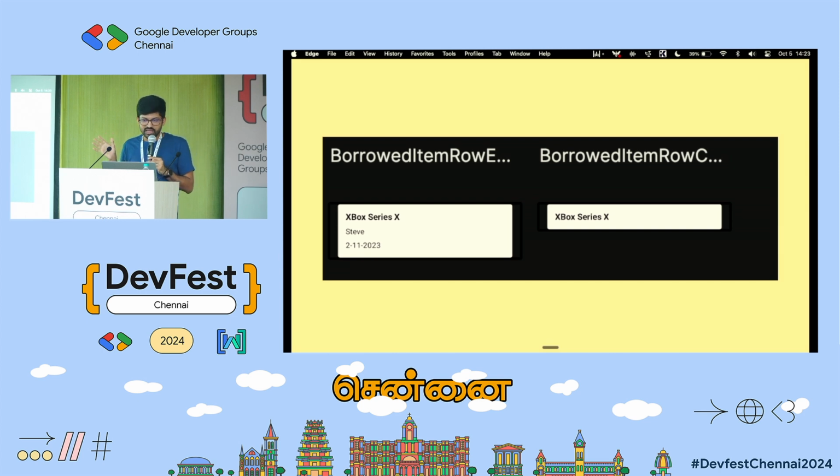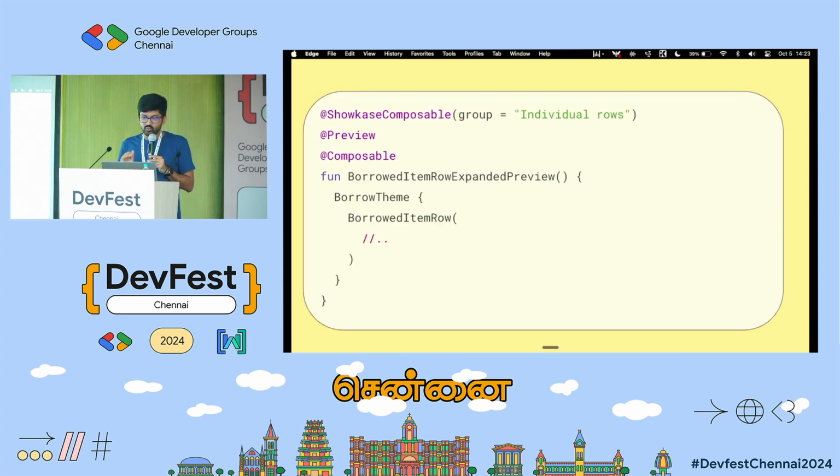Okay, so I have these two items. One is expanded, one is collapsed. What I do is, I use the Showcase composable. So if you use previews, Showcase will pick it up by default. It will use the method name for a grouping and do a lot of iterations. But sometimes you might want your own grouping, right? Maybe I just want to see individual rows as a separate section in my UI catalog. So I give it this group, individual rows.